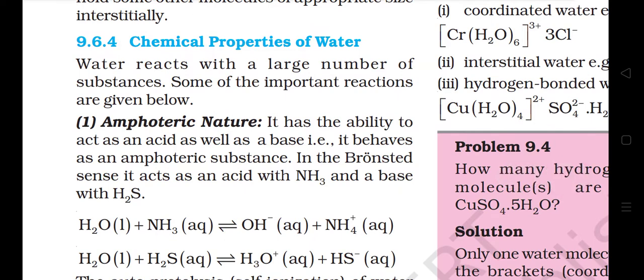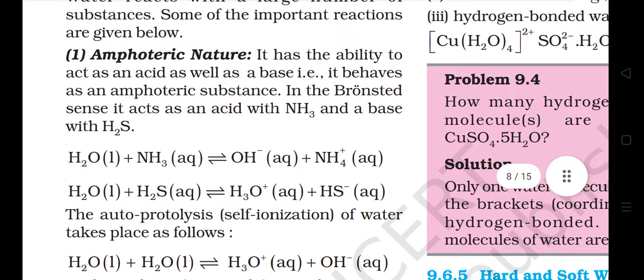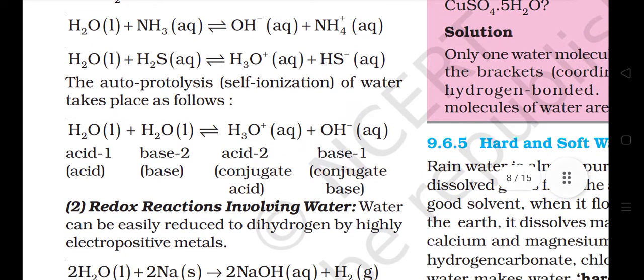9.6.4 Chemical properties of water. Water reacts with a large number of substances. Some of the important reactions are given below. 1. Amphoteric nature. It has the ability to act as an acid as well as a base, that is, it behaves as an amphoteric substance. In the Bronsted sense, it acts as an acid with ammonia and a base with H2S. The autoprotolysis, self-ionization of water takes place.